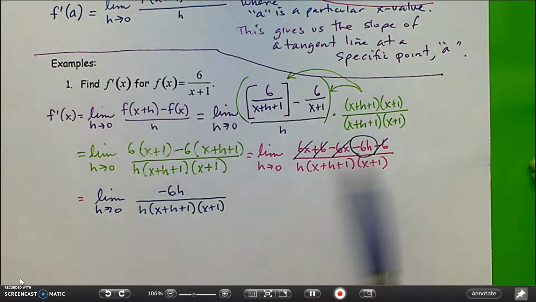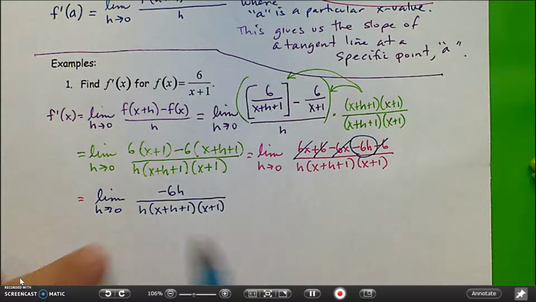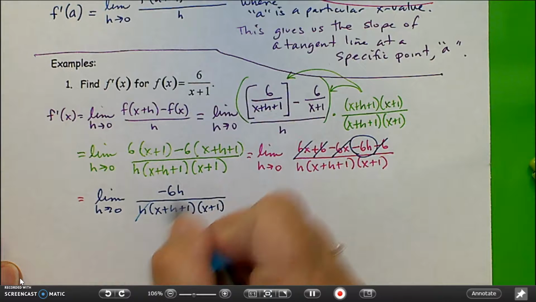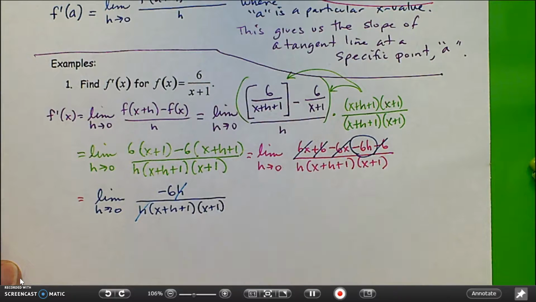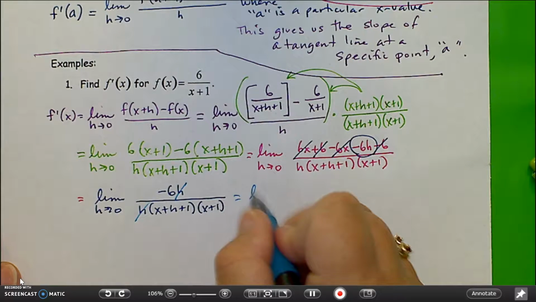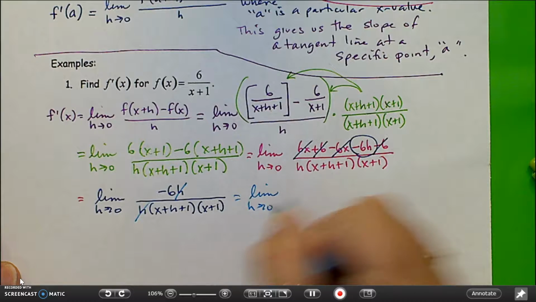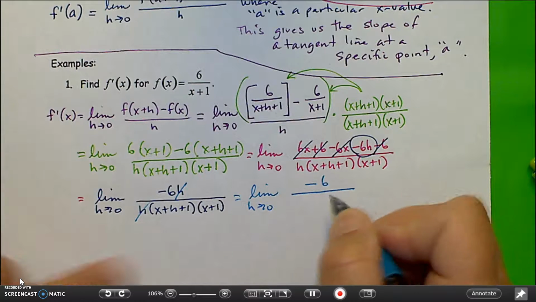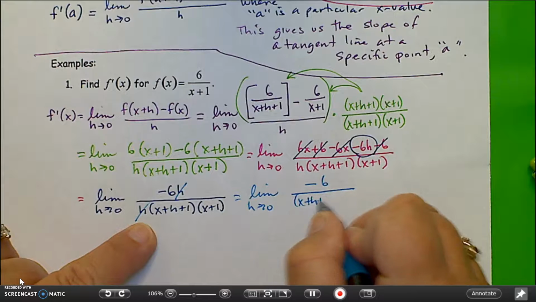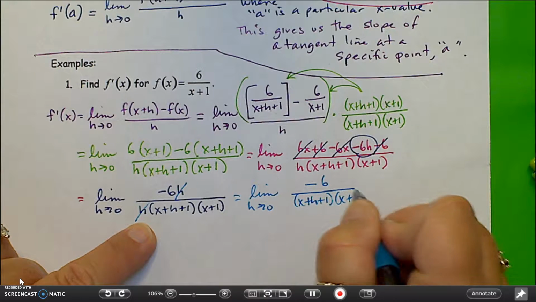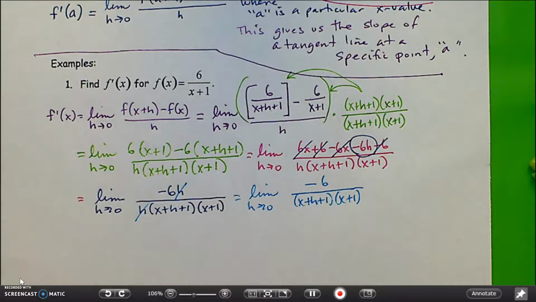So remember, in the numerator here, everything should cancel out except for terms that still include an h. And it did. And because every term now has an h in it, I am able to eliminate the h in the numerator and the h in the denominator. So I have the limit as h goes to 0 of negative 6 over x plus h plus 1 times x plus 1. And now I no longer have a problem with h in the denominator.